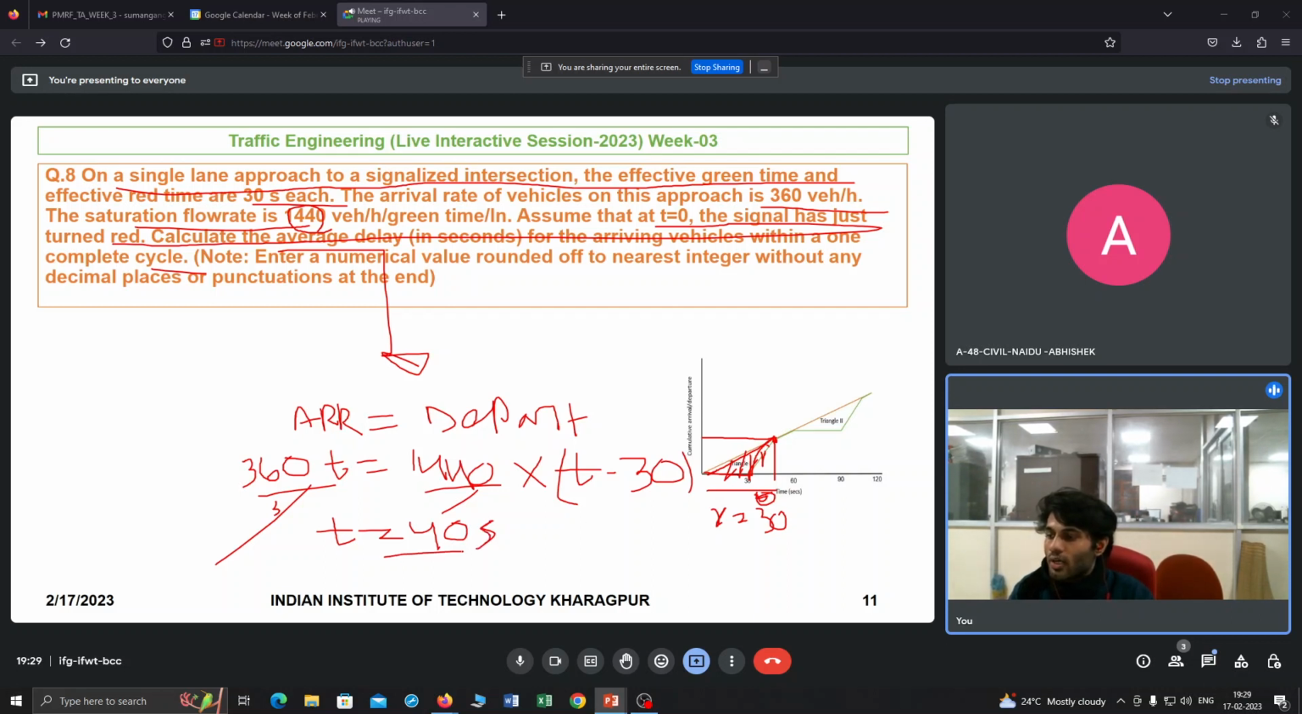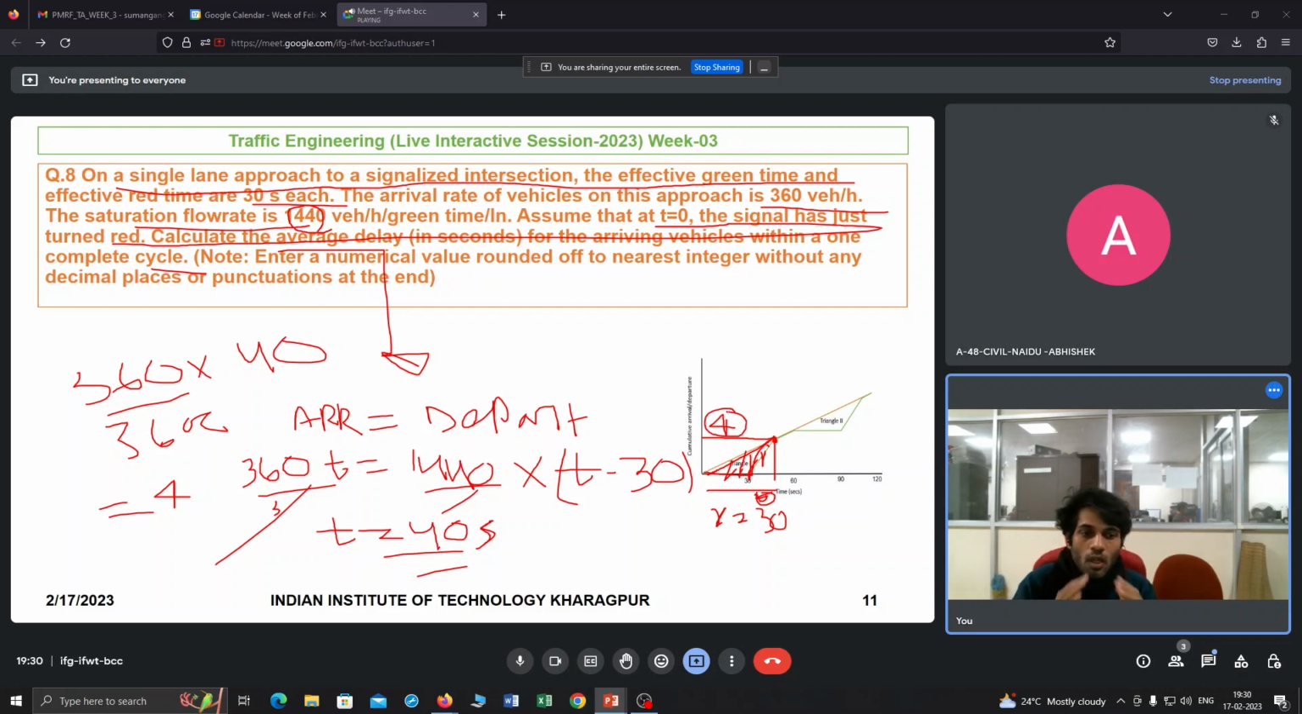Now how many vehicles have arrived in 40 seconds? It will be 360, the vehicle arrival rate in vehicles per hour, into 40 seconds, but it is in hours, so divide by 3600. So now see, this is the 4 number of vehicles. It is the 4 vehicles that have come in 40 seconds and leave in 10 seconds because the green time is 10, right?